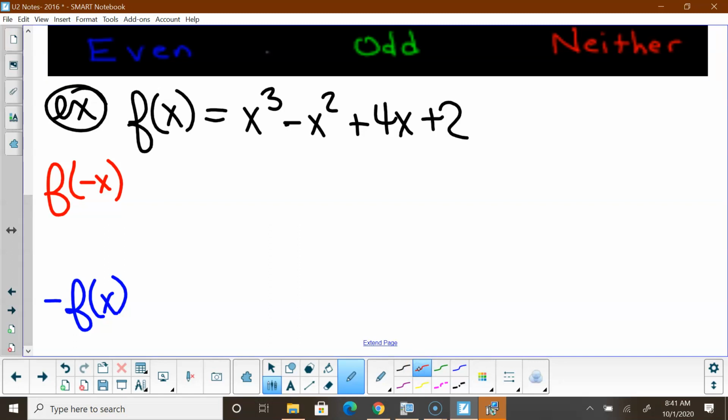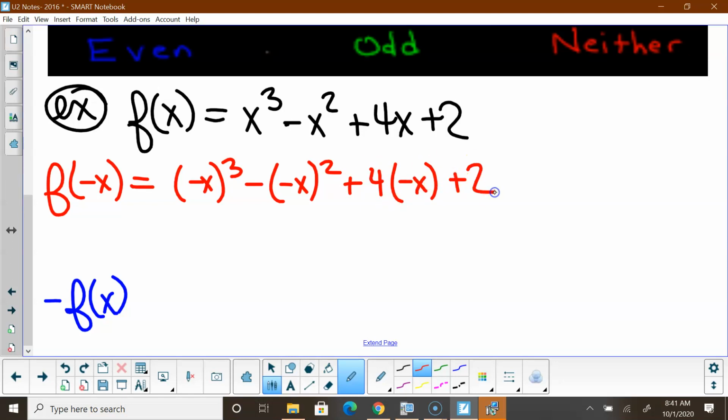All right, so let's go page width, and we'll zoom a little bit. Y'all ready to actually plug in a negative x? All right, so don't overcomplicate this when you do it. You are literally just plugging in a negative x right here. So this is going to equal a negative x cubed minus negative x squared plus 4 times a negative x plus 2.